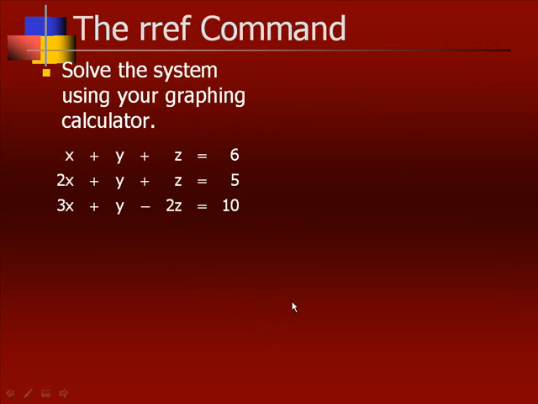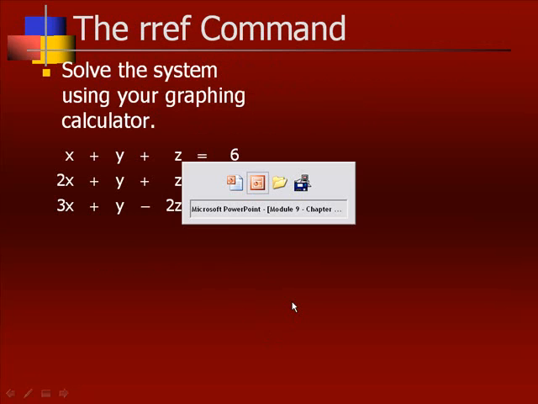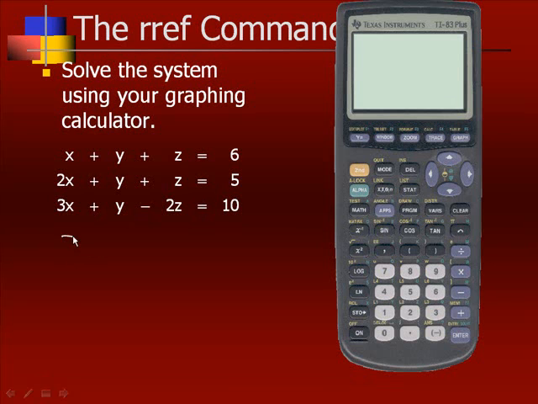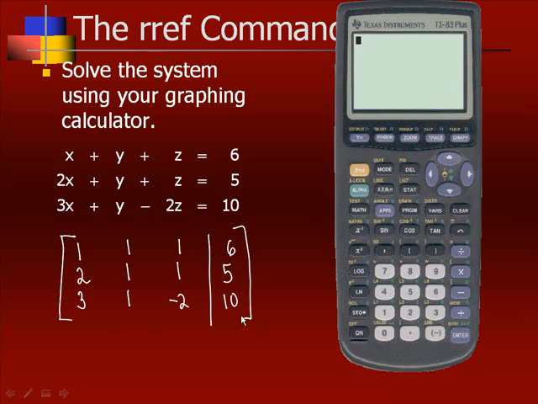Now, we can do this on our graphing calculator without all of those steps. First thing we're going to do is enter our values into our calculator. We may want to go back and ask what the augmented matrix is going to look like: 1x, 1y, 1z equals 6; 2x, 1y, 1z equals 5; 3x, 1y, negative 2z equals 10.